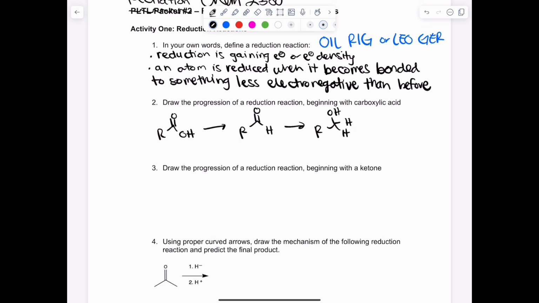bond to a hydrogen. Next, we're going to do the same thing, but we're going to start with a ketone. So we have 2 bonds to carbon and 2 bonds to oxygen, so we can only reduce this once, going to a secondary alcohol, replacing one of the bonds to oxygen with a bond to a hydrogen.